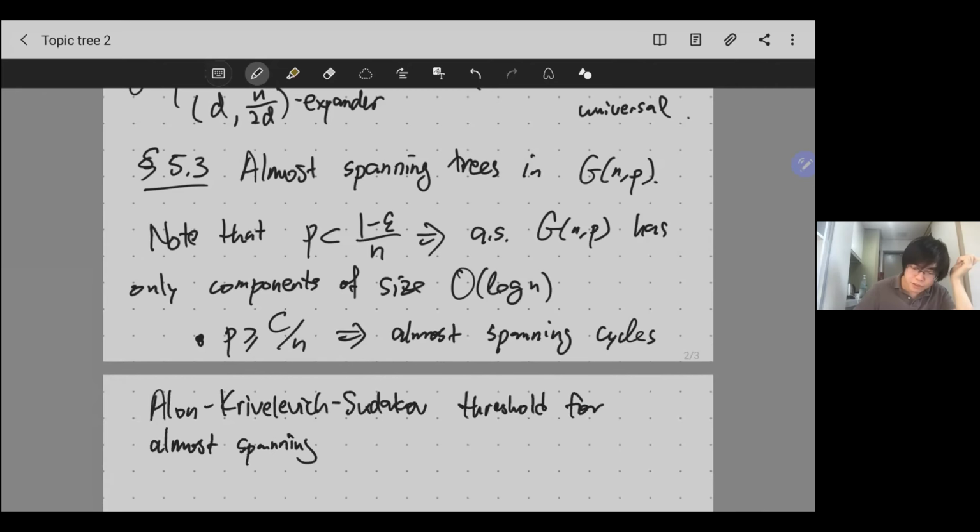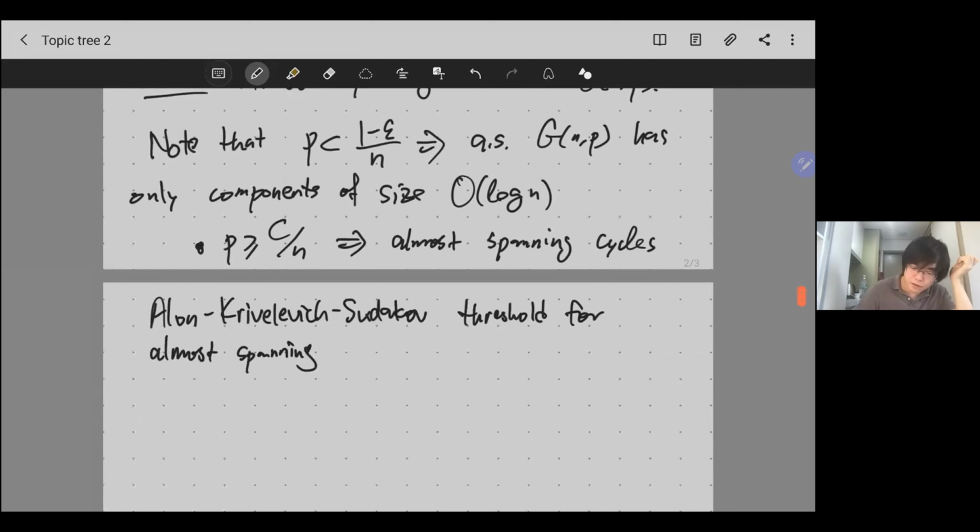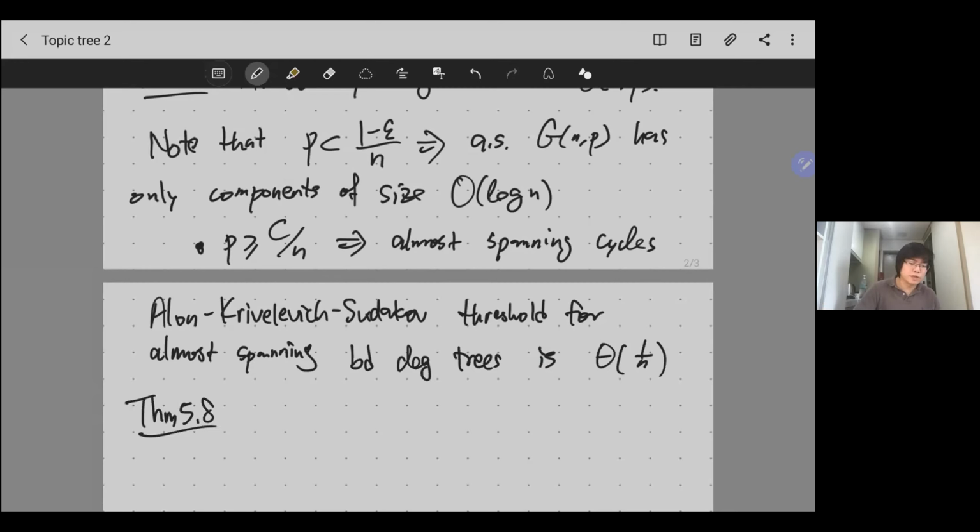All the trees are bounded degree, if I didn't write it specifically. The threshold for bounded degree trees is 1 over n. In fact, they show that not just a given tree, you have the universality, meaning that when you go beyond C over n, you get a copy of every bounded degree almost spanning tree. So this is Theorem 5.8.